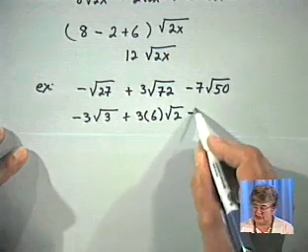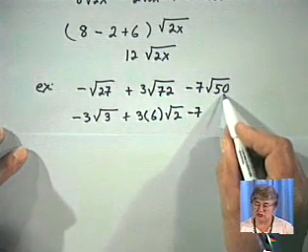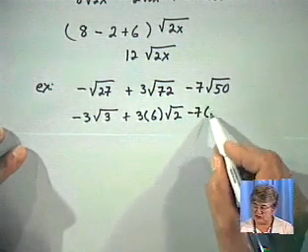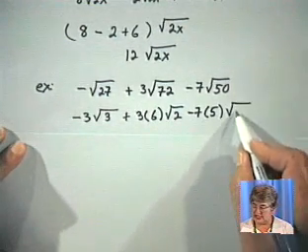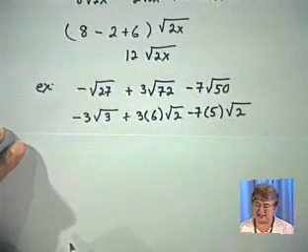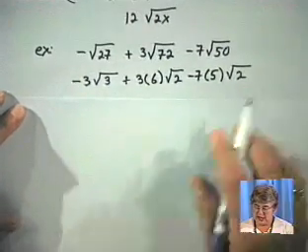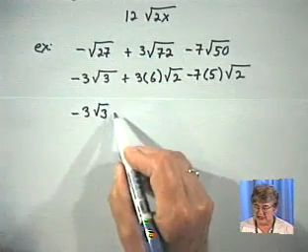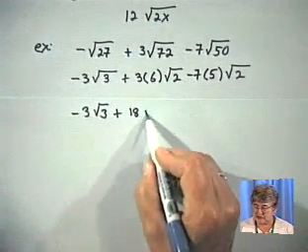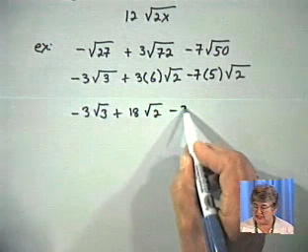How about 50? Well, 50 is 25 times 2, and since 25 is a perfect square, it'll be 5 on the outside, and we're left with the square root of 2 inside. So what do we have now? We have minus 3 times the square root of 3, plus 18 times the square root of 2, minus 35 times the square root of 2.